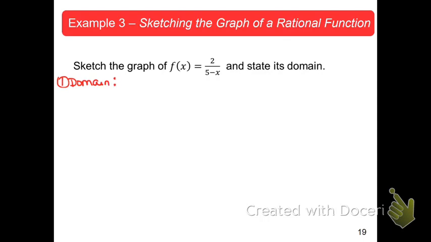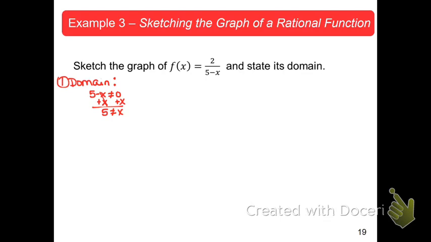Set the denominator not equal to 0. So 5 minus x cannot equal 0. Solve for x. How? I'm going to move the x over. You could move the 5 and then divide by -1. That would do the same thing. So we get 5 cannot equal x, which means x cannot equal 5.